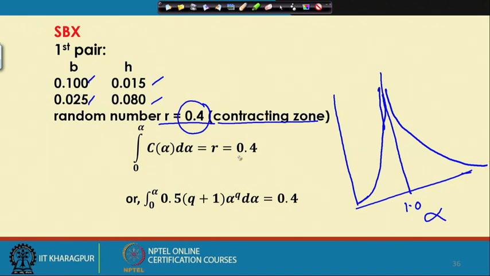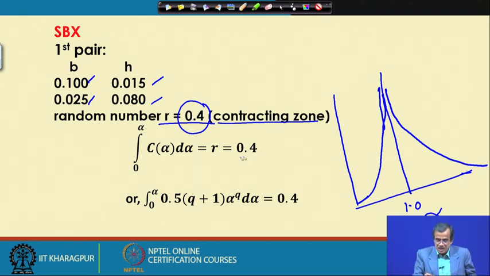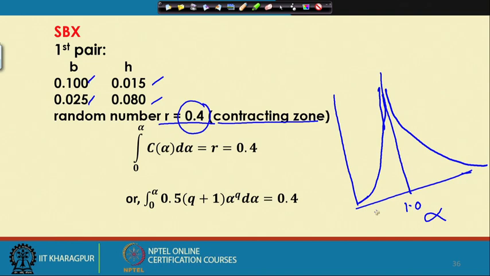So, the moment I say r equals 0.4, the area under this particular curve up to the midpoint is 0.5 and the total area is 1.0. The moment I consider r equals 0.4, I am in the contracting zone, that means I am here, this is the expanding zone, and 0.4 means the area under the curve I will have to find out. So, this particular area is 0.4, and corresponding to this area I will have to find out what alpha prime is. So, that is actually what I am doing here.